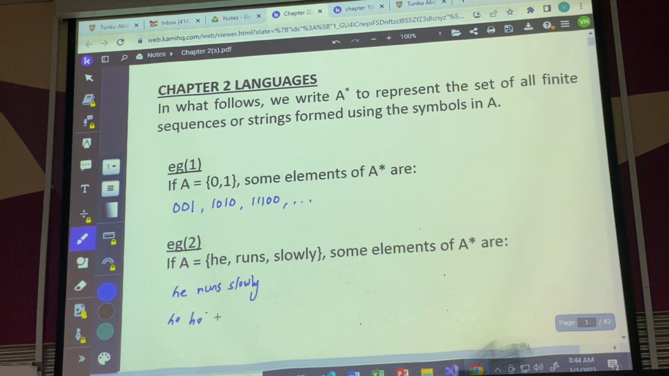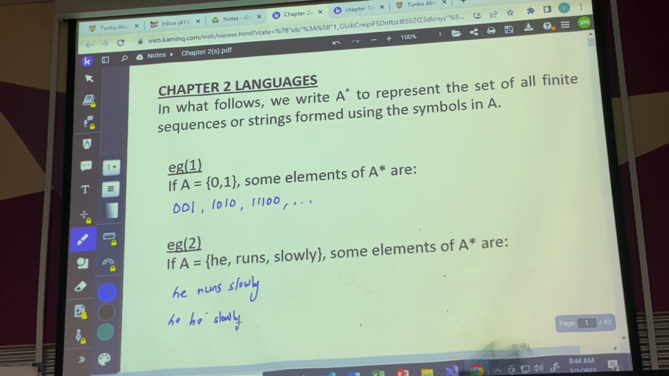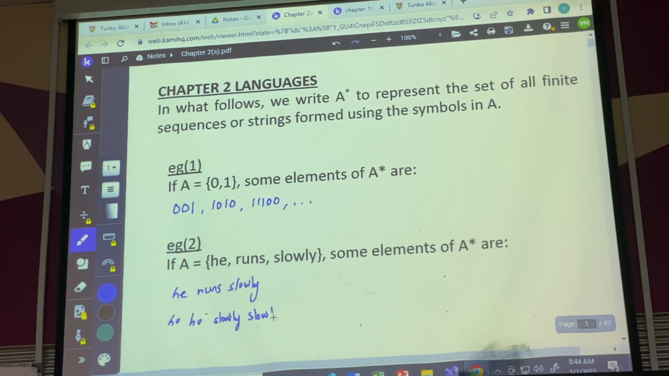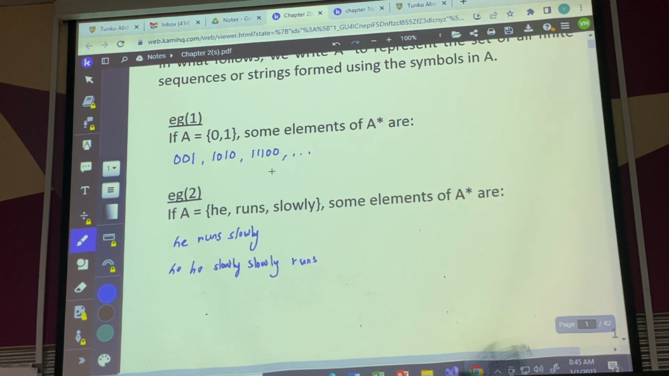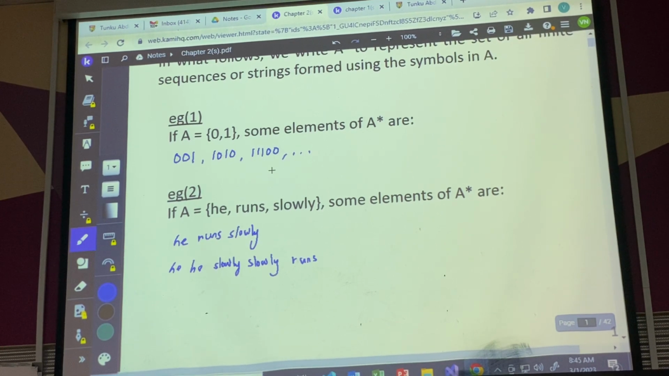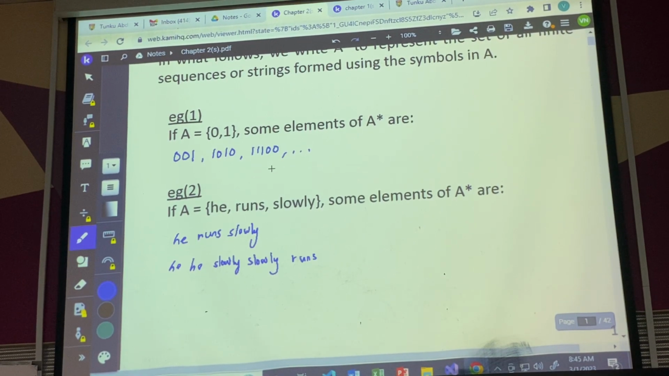You can say he he slowly, also slowly 2 times, and then runs. This is also an example of a string. Okay, any other strings you can form from here? Slowly runs. Give me any example. Cynthia runs slowly.